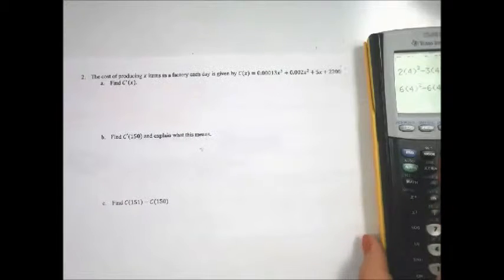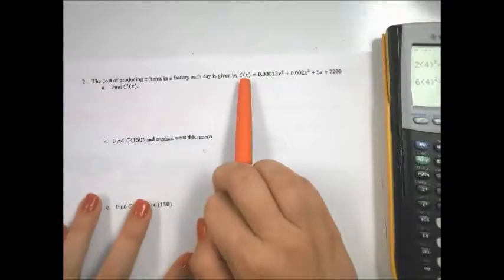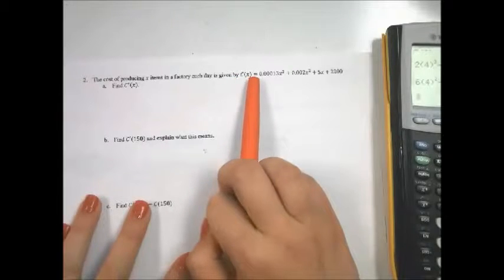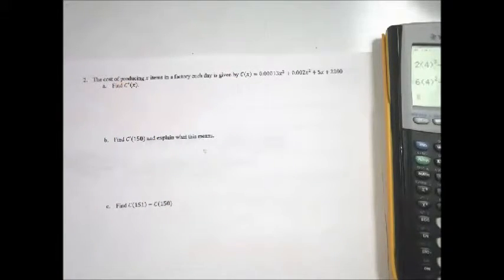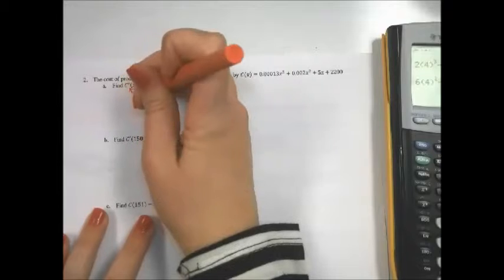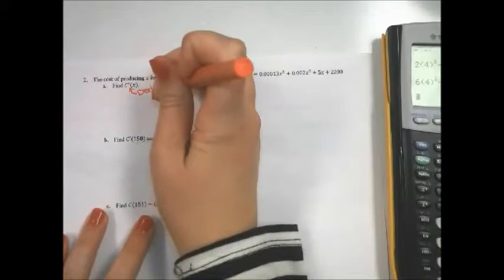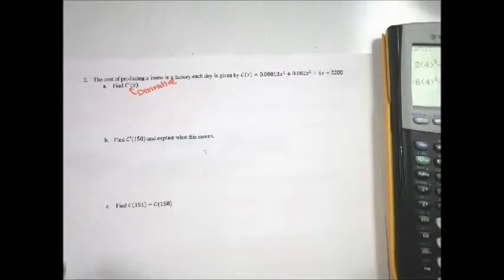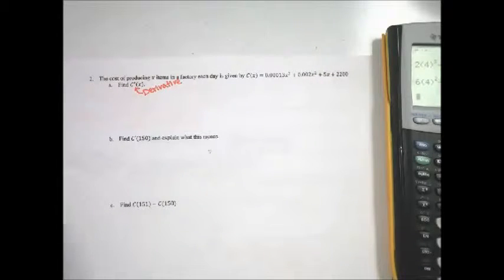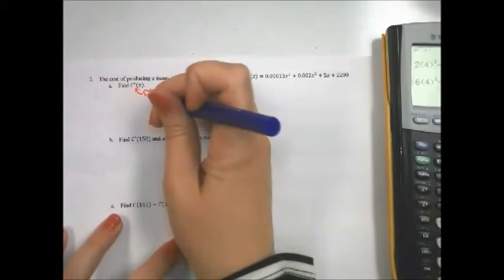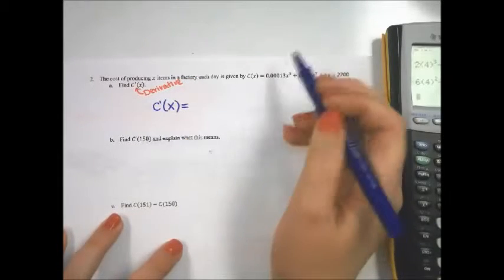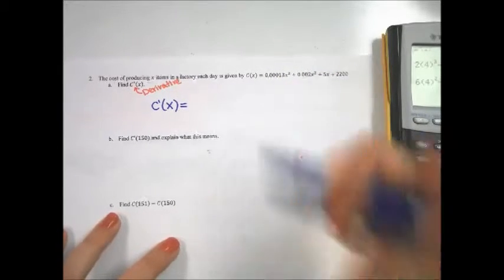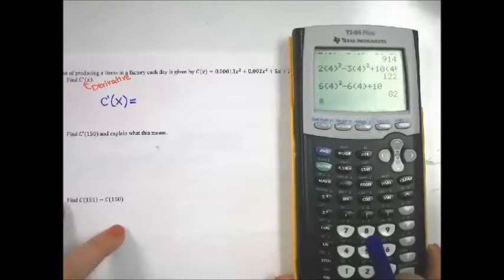All right, on the back, this is another example of a place where you might use this with cost. So the first thing it says the cost of producing X items in a factory each day is given by this. So C of X, the cost of producing X items. This one says C prime of X means this, remember this is the derivative, wants us to find the derivative. So we are set up where we can just find the derivative right away here. So our C prime of X, our derivative function, drop your exponents. So we have to take that decimal times 2.